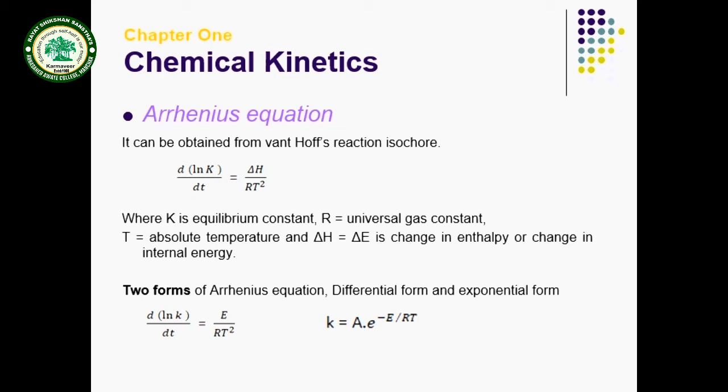So in the van't Hoff reaction isochore, the equilibrium constant is related to the temperature, while the Arrhenius equation relates the reaction rate constant, small k. Here it is capital K, the equilibrium constant. Here it is small k, the reaction rate constant, and energy of activation and that of temperature. So reaction rate constant and temperature are related with each other by using the Arrhenius equation.